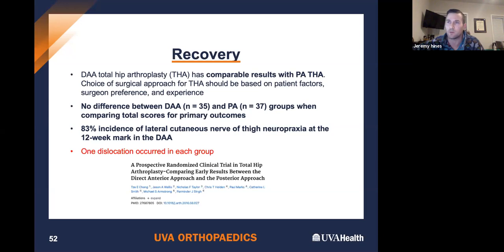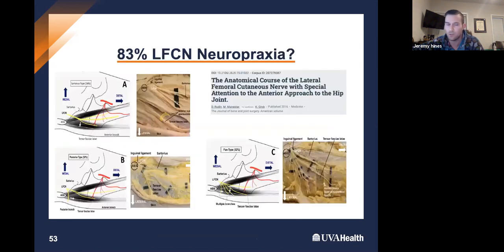This study had an 83% incidence of lateral cutaneous nerve neuropraxia. I don't think that's a big deal, but that's something that we need to be telling patients because they often wonder why, and it's one of the biggest complications. They also only had 1 dislocation per group, and this was comparing the DA and the posterior approach.